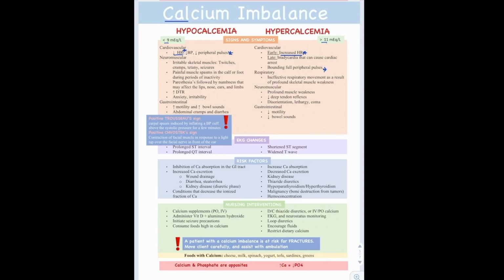Now let's talk about neuromuscular. So for hypocalcemia, we're seeing irritable skeletal muscles, twitching, cramps, tetany, and seizures. So this is a big thing, because if we look over at hypercalcemia, we're seeing profound muscle weakness, decreased deep tendon reflexes. So again, they're the opposite. Hypocalcemia, we're going to have painful muscle spasms in calves or feet during periods of inactivity, paresthesia followed by numbness, may affect the lips, nose, ears, and limbs, increased deep tendon reflexes, anxiety, irritability. So these neuromuscular signs are really important to know because they're different.